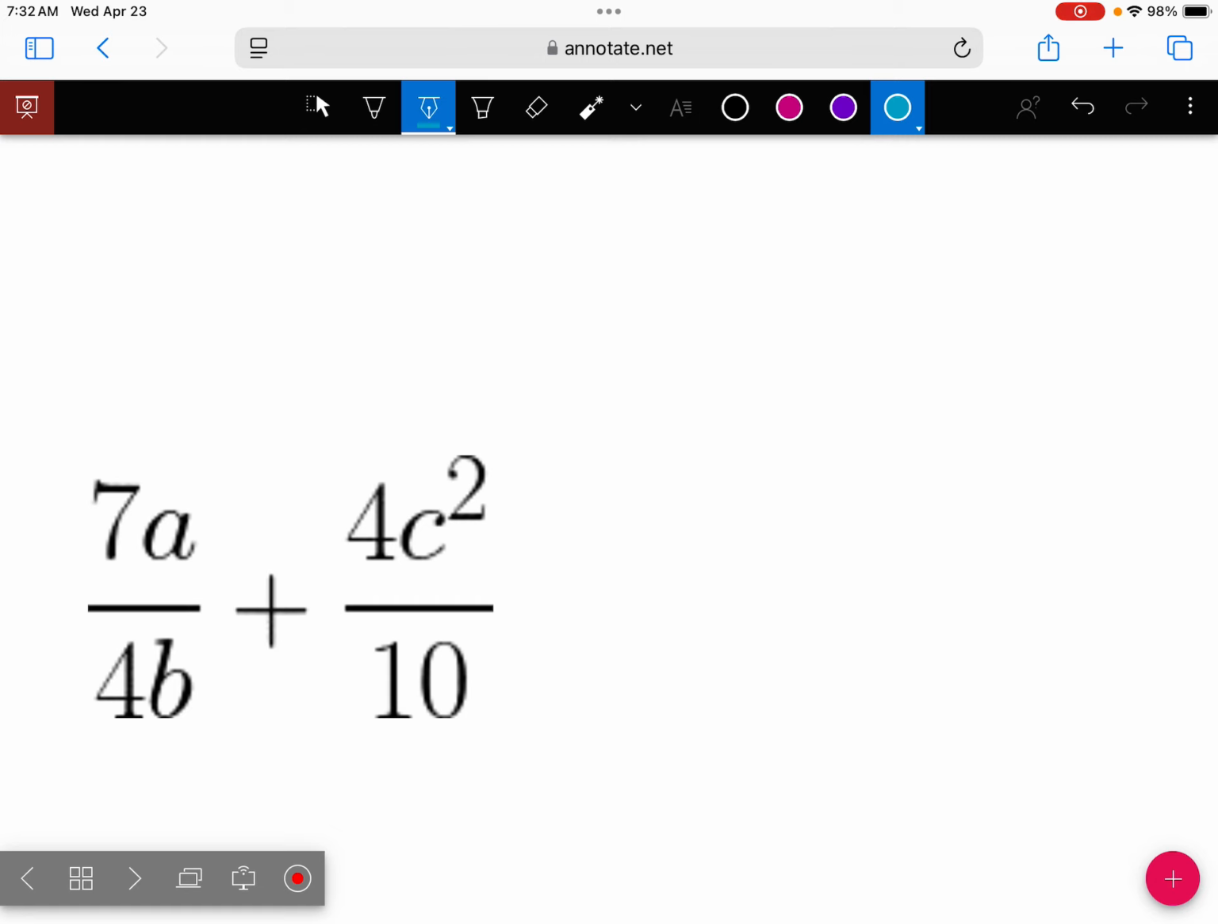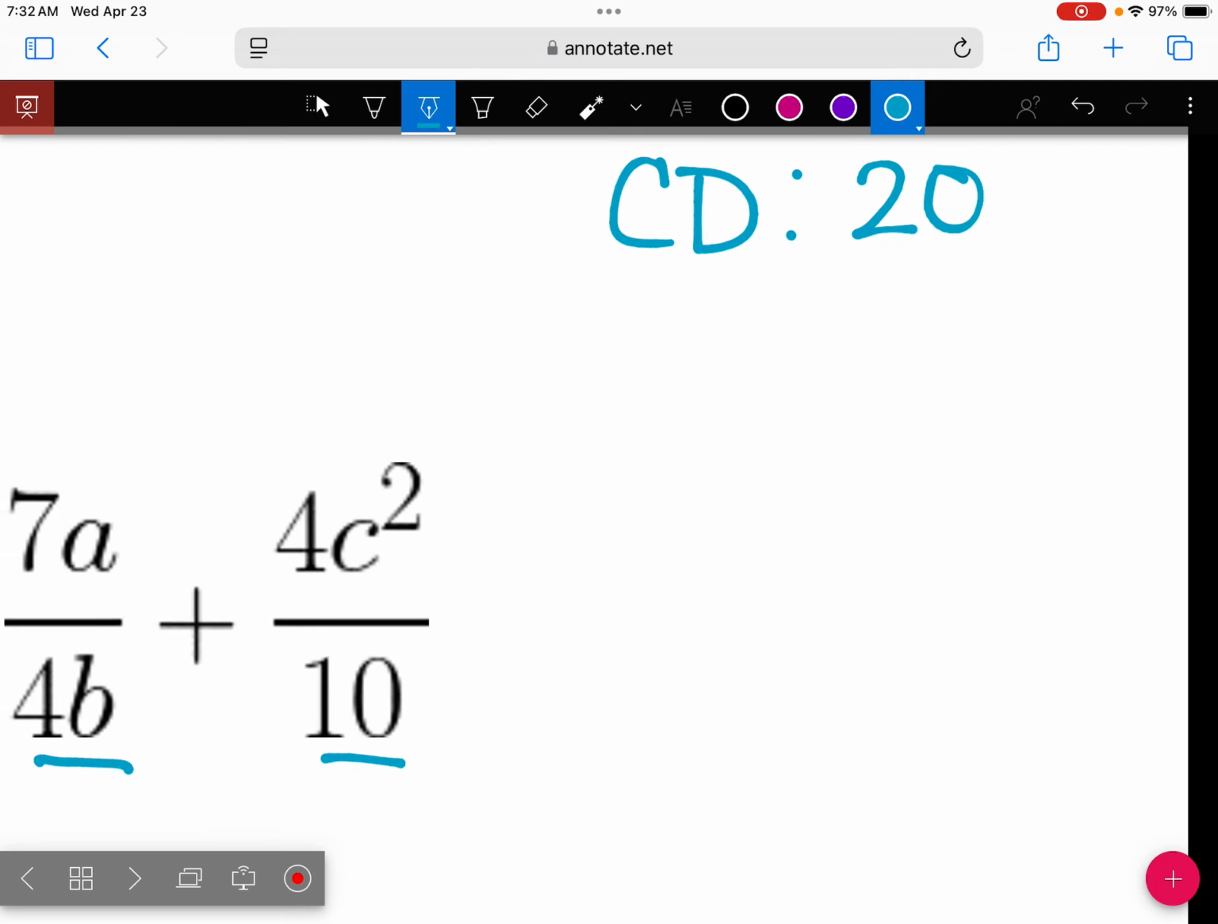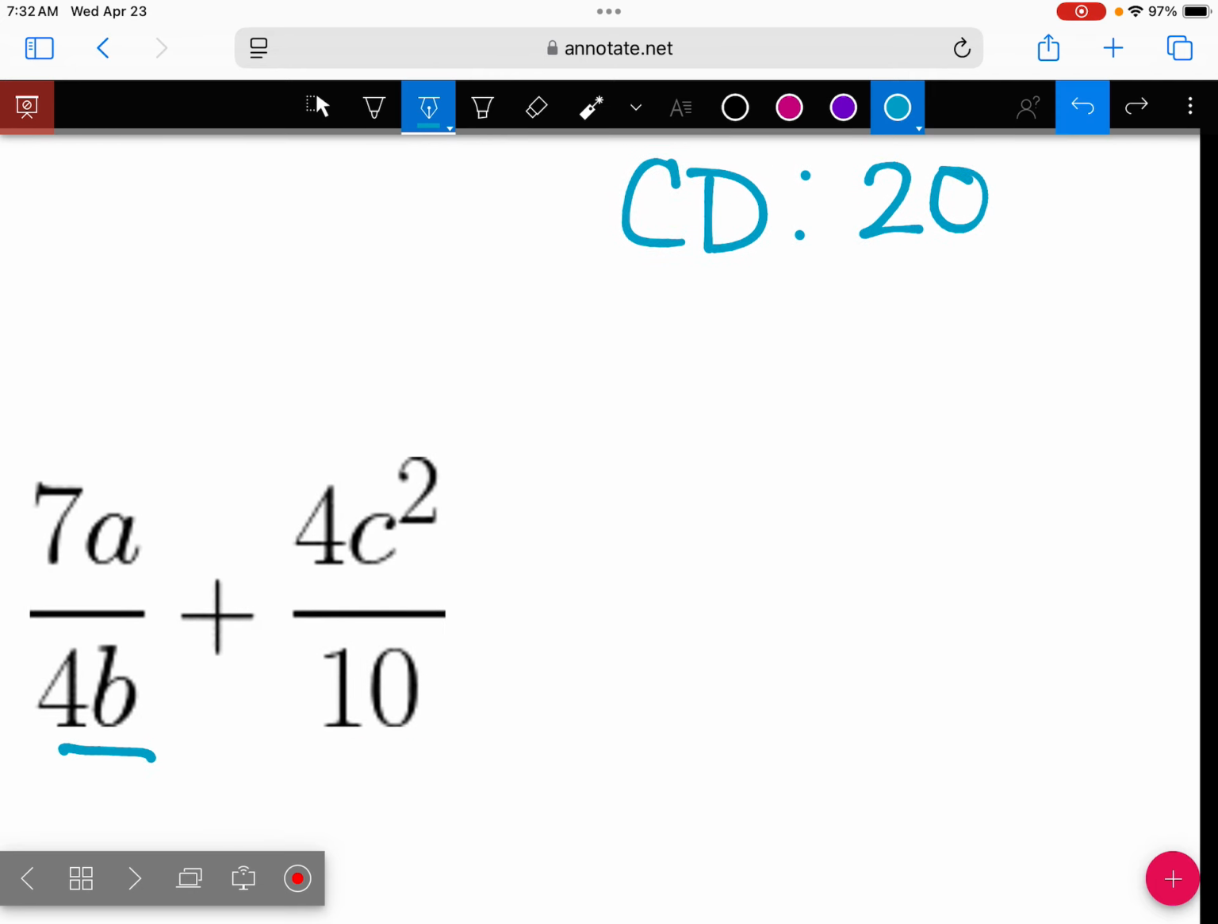So look at the numbers. What is our least common multiple of 4 and 10? 2. That's a factor. Go the other way. We need a bigger number that could be divided by 10 and by 4. 20. 20 can be divided by 10. 20 can be divided by 4. So 10 and 4 would have a least common denominator of 20. And then we also have that b in there, so our common denominator is going to be 20b.